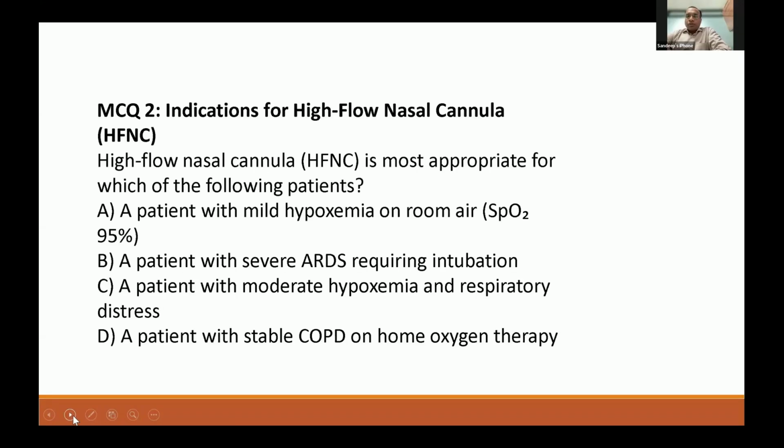Okay, let us go to the next one. Okay, so this I have not shown you, but let us see indications for high flow nasal cannula, and which is most appropriate for which of the following patients: patients with mild hypoxemia on room air, patients with severe ARDS requiring intubation, patient who has moderate hypoxemia and respiratory distress, or patient with stable COPD on oxygen home therapy. Okay, one answer.